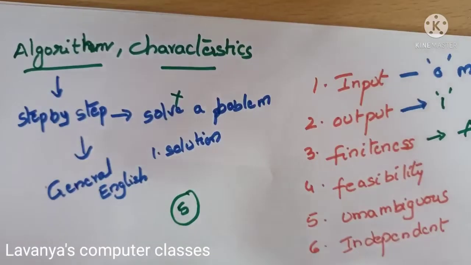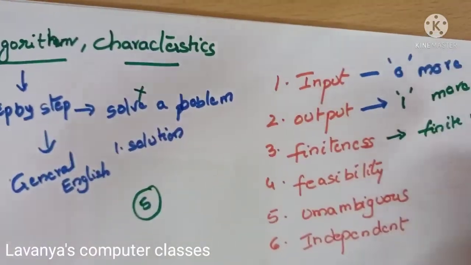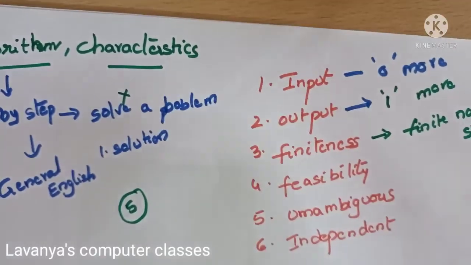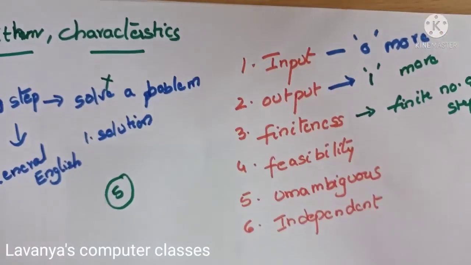If it is going to infinity, it is not stopping, it is still going on, which means somewhere you are making some mistake. So that is called finiteness. The algorithm must be terminated after a finite number of steps.